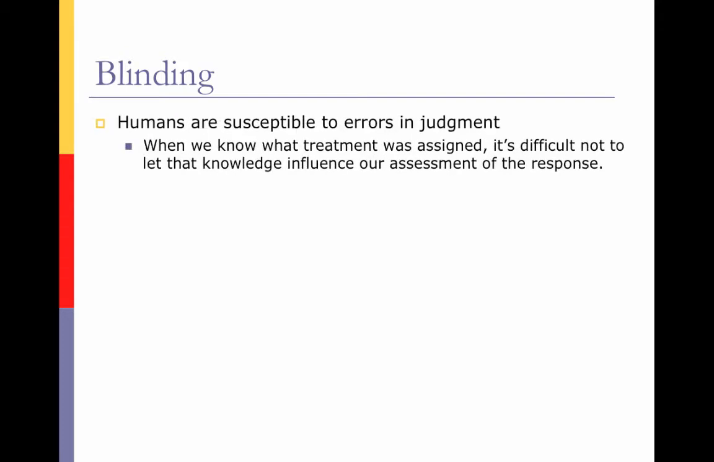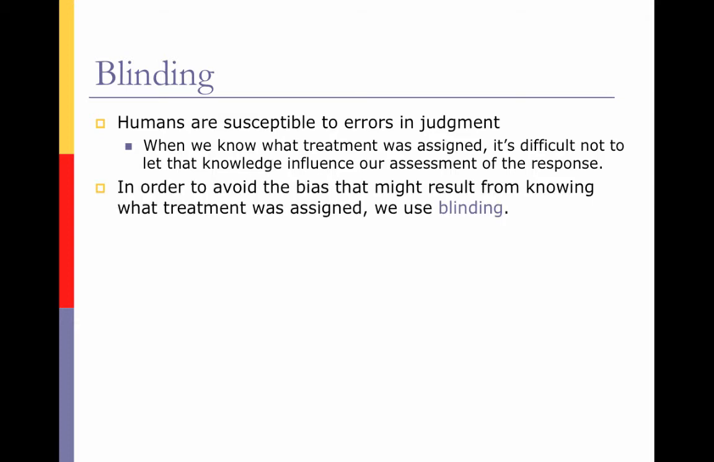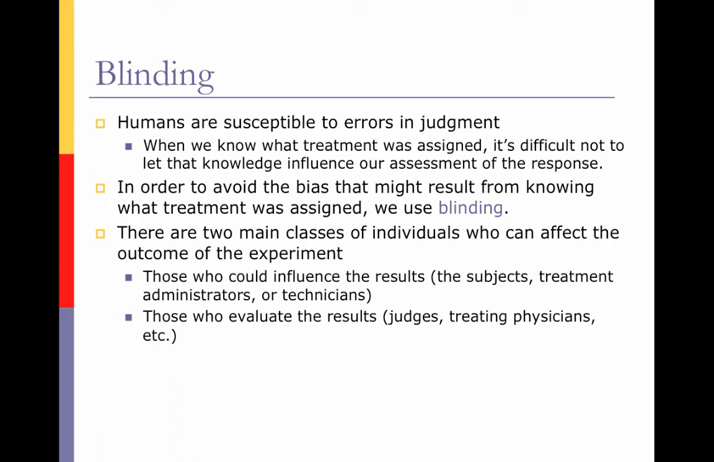However, people can tend to be biased, which is where blinding comes in. We as humans are susceptible to errors in judgment. When we know what treatment was assigned, it's difficult not to let that knowledge influence our assessment of the response. In order to avoid this, we use blinding. There are two main classes of individuals who can affect the outcome of the experiment. Those who could influence the results: the subjects, the people who are administering the treatments, the technicians. And then there's those who are evaluating the results: judges, treating physicians, somebody who is just evaluating what that response variable is.